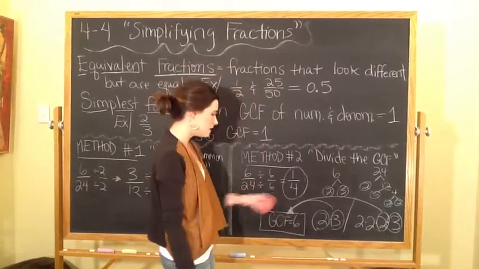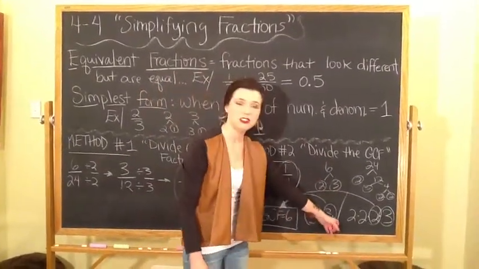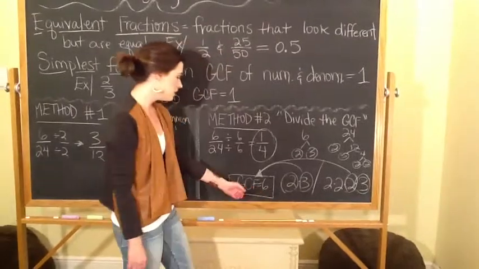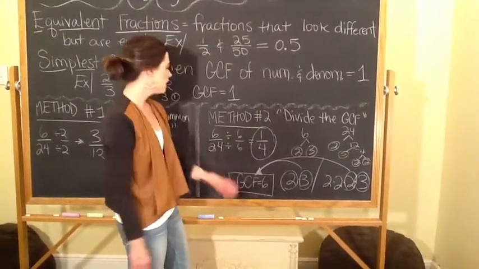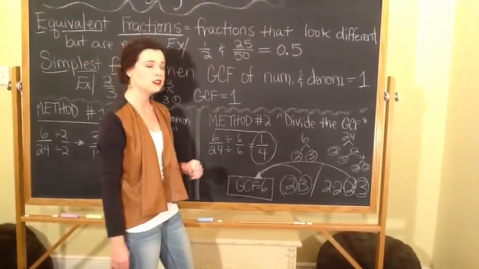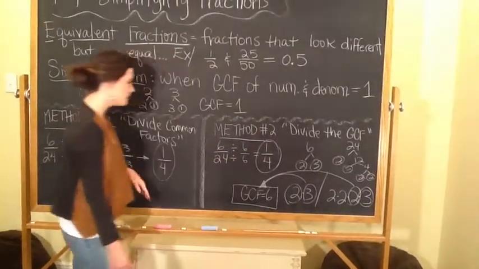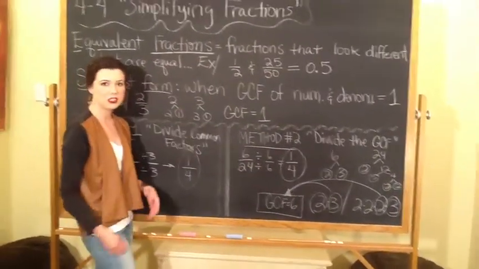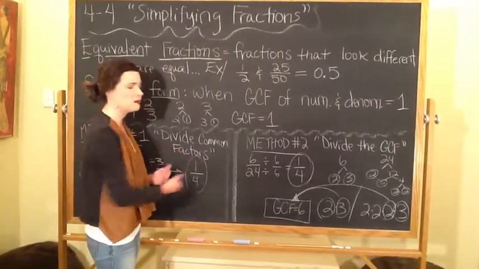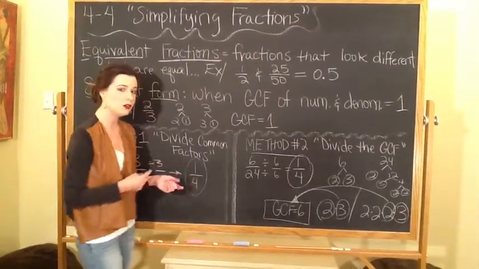So in this case, we broke it down and we saw that they have a 2 and a 3 in common. So you see that the greatest common factor is 6. So you divide a 6 out of the numerator, the denominator, and you're left with a simplified form. As you can see, either way you end up with the same answer. It just depends on which way is preferable to you. Now let's go ahead and do a few examples.